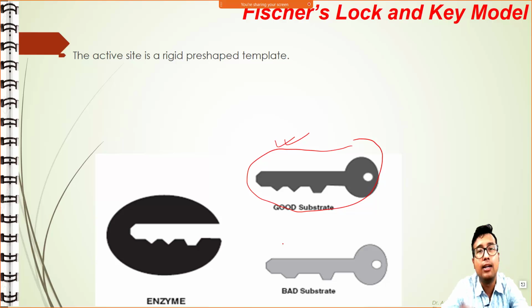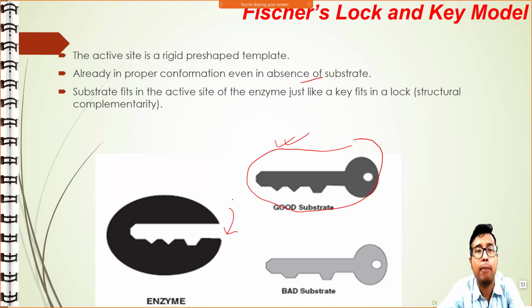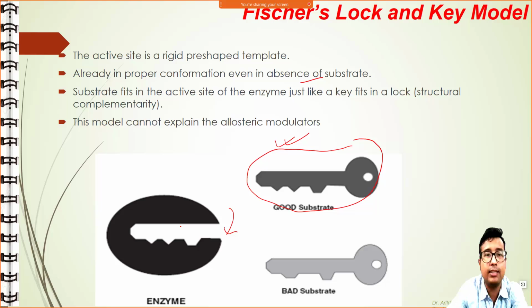So it's rigid, the conformation cannot change, right? It is already in proper conformation, even in the absence of the substrate. So even if we do not give the substrate, the enzyme will continue to remain in this shape, waiting, so that the one substrate which exactly fits the structure will come and bind over here. The substrate fits in the active site of the enzyme just like a key fits in a lock, right? So structural complementarity. This was the concept of Emil Fisher and the lock and key model.